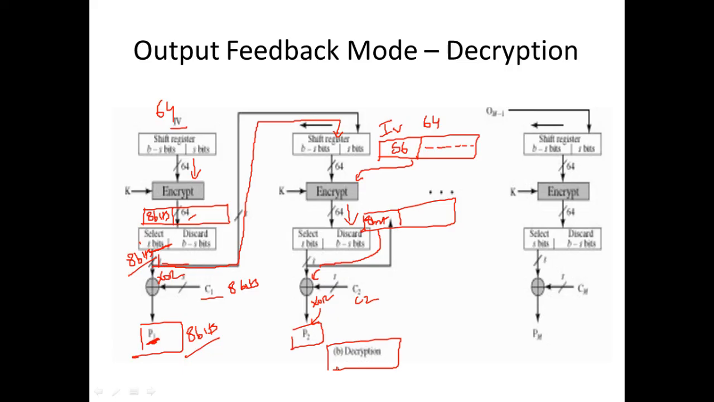I hope you have understood all the block cipher modes that we have learned today. That is electronic codebook. The next one is cipher block chaining. The next one is counter mode. Then we looked at cipher feedback mode and output feedback mode and how these modes are different.